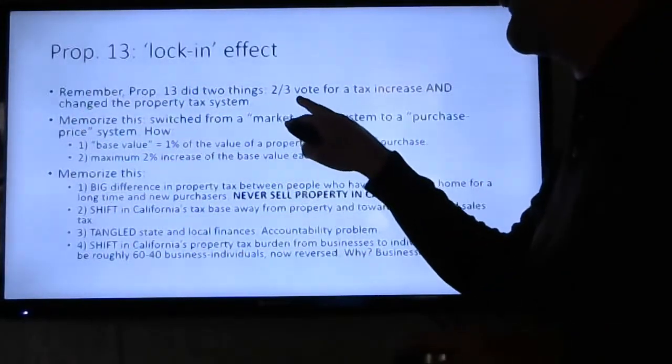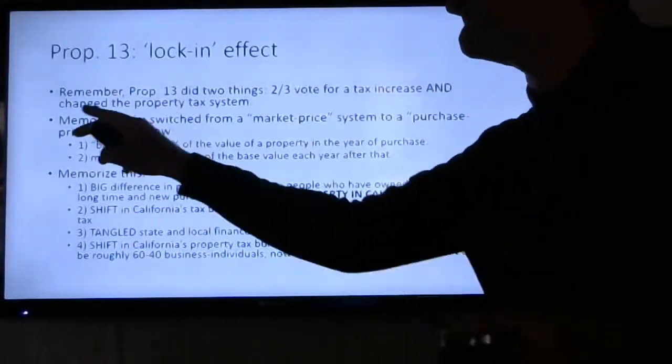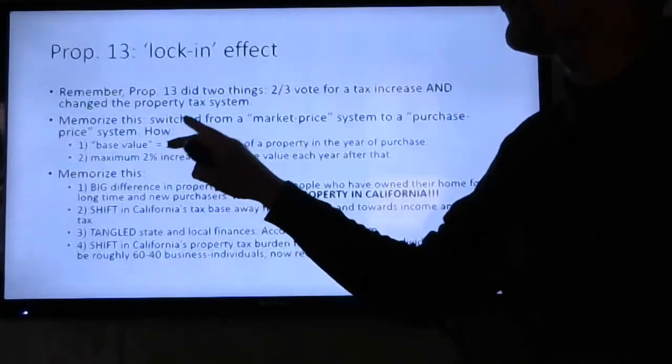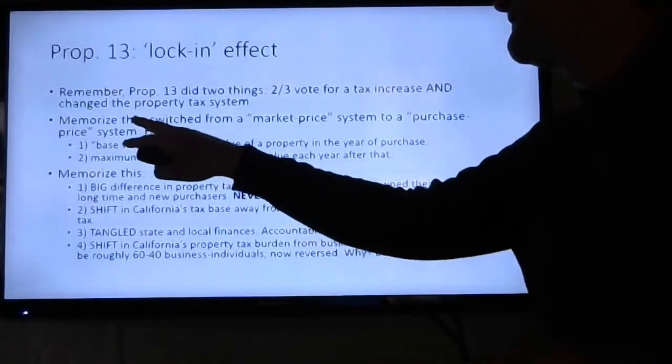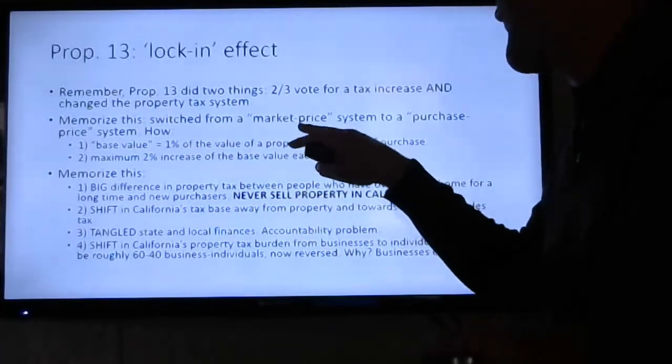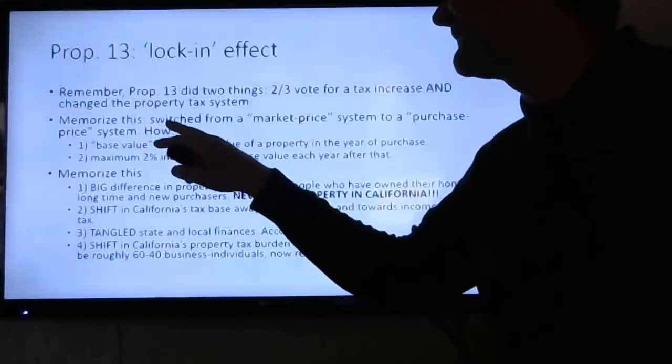Prop 13 did two things. Two-thirds vote for tax increases and change the property tax system. Memorize this. You don't need to memorize it, but you need to know it for your paper. It switched from a market price to a purchase price system. This is what that means.